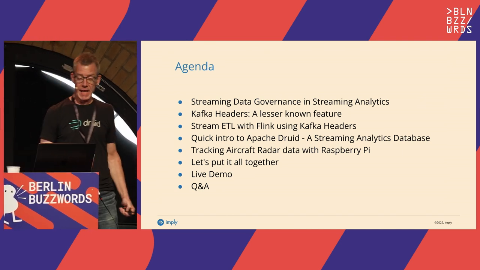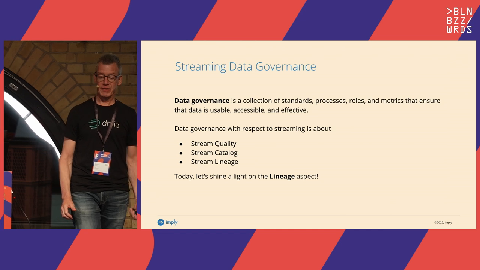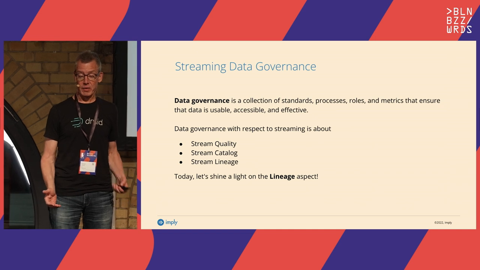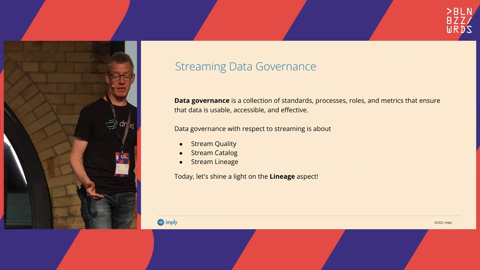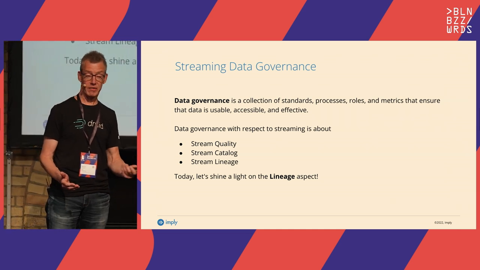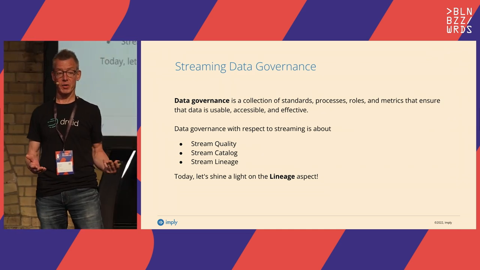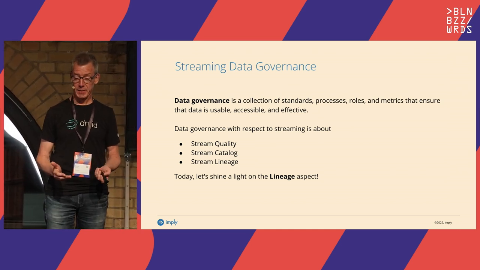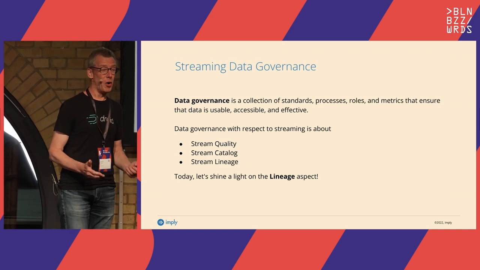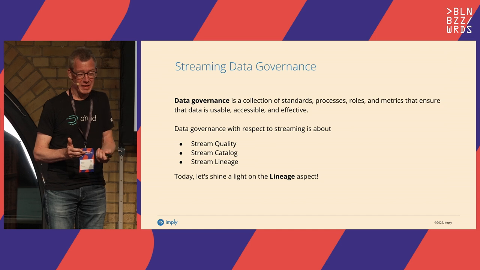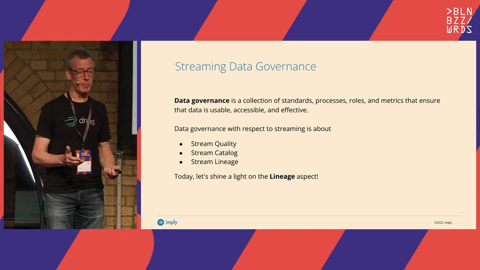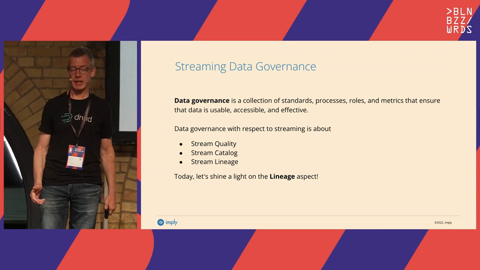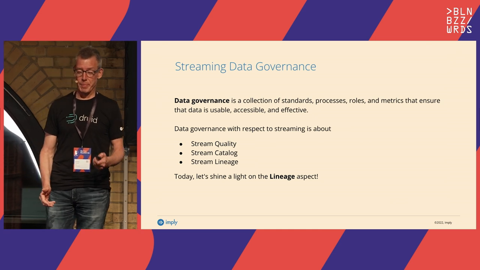So, to go into it, data governance is a collection of standards, processes, rules, and metrics, enterprise architect stuff. It makes data usable, accessible, and effective, and it has three main areas. First, data quality, in this case stream quality. Second, data catalog, stream catalog, which has also been handled in great detail by other speakers. Third, stream lineage, and that is how you really track where data is coming from and how it has been processed. Basically, you tag markers to your data so that you can create an entire audit trail. And I'm going to look into the basics of that.